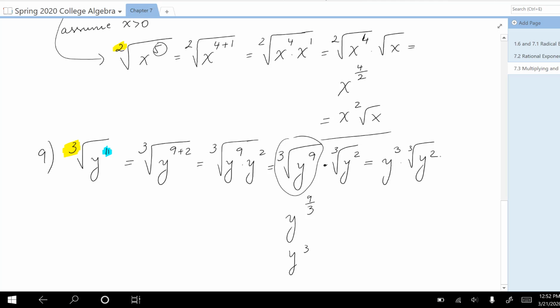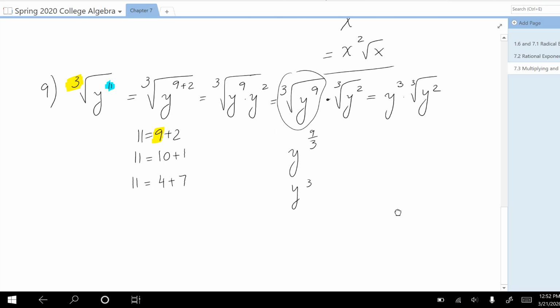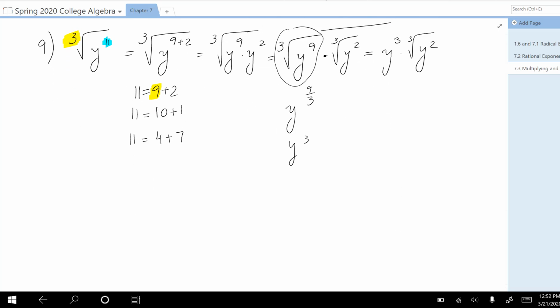So it's y to the 3rd and then cube root of y to the 2nd. That stays the same. So again, why did I write 11 as 9 plus 2? Why didn't I write 11 as 10 plus 1? Why didn't I write 11 as 4 plus 7? Well, because I wanted to find the highest multiple of 3 that can fit into 11 to simplify it.